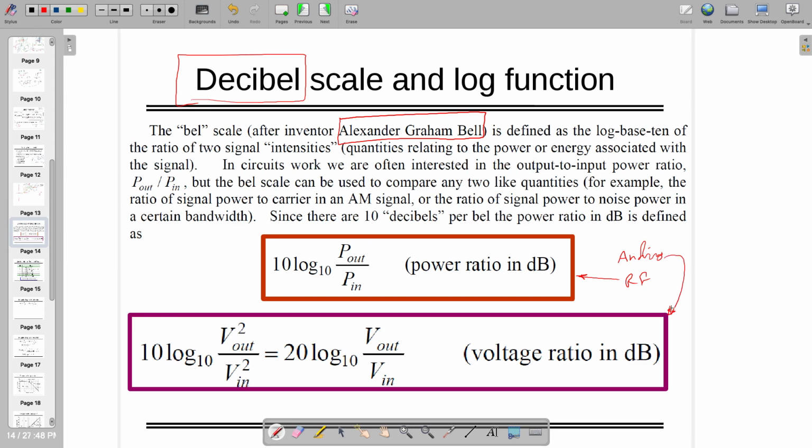So if you are interested in power, the decibel in power is equal to 10 log with 10 base P out by P in. It's a ratio always. For the case of voltage, it's 20 log V out by V in, right? This is very straightforward, right? So in voltage case, it's 20, in power it's 10.